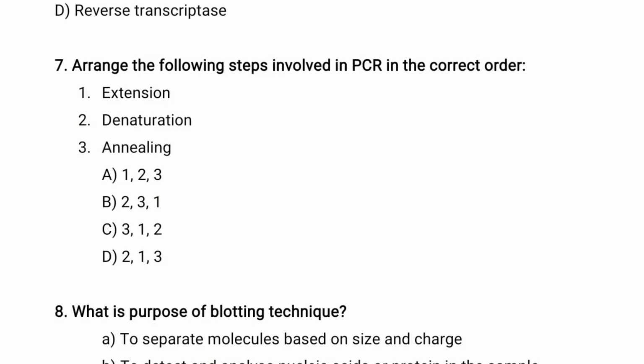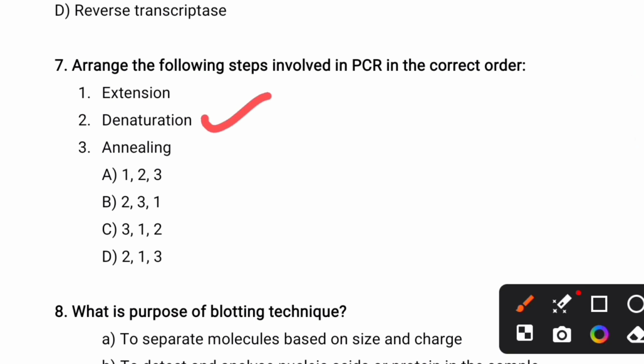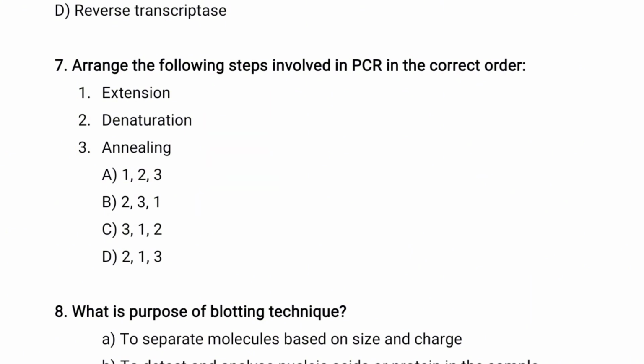Which of the following steps involved in PCR is the correct answer? So PCR actually consists of three steps. The first one is denaturation, second is annealing, third is extension. So B is the correct one. Let's see the next question.